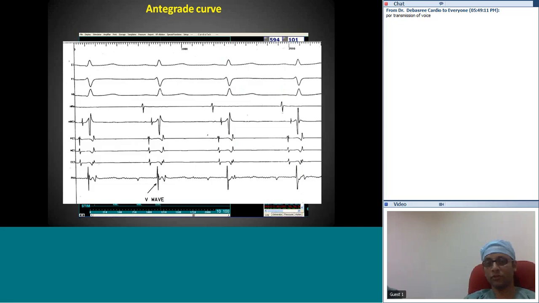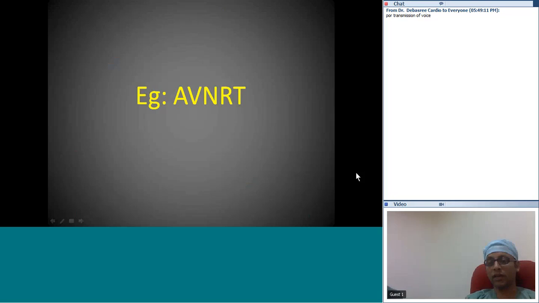Now this is what the normal antegrade curve should look like if you're doing HRA, His, proximal CS, mid CS, distal CS, and V. As I said to you, people place catheters in different ways. So every unit will have their own way of placing the electrograms. Now let us take how we diagnose. This is just a simple, basic example, so that you can have some sort of an understanding of what we do in the lab.